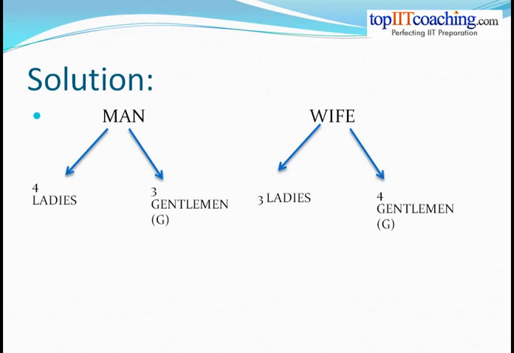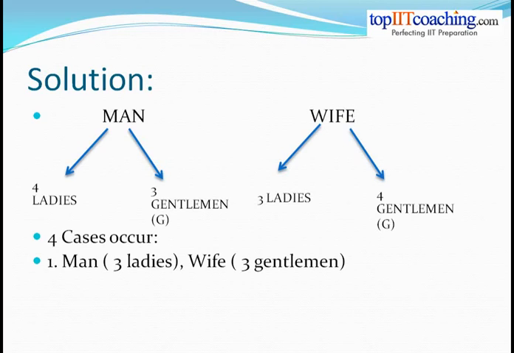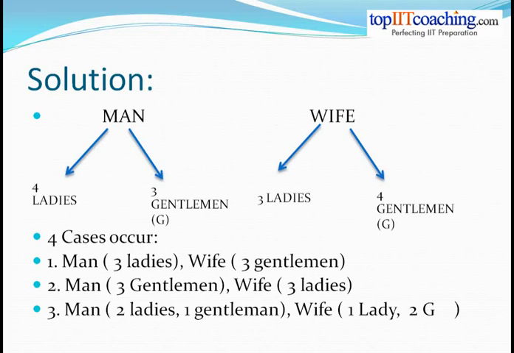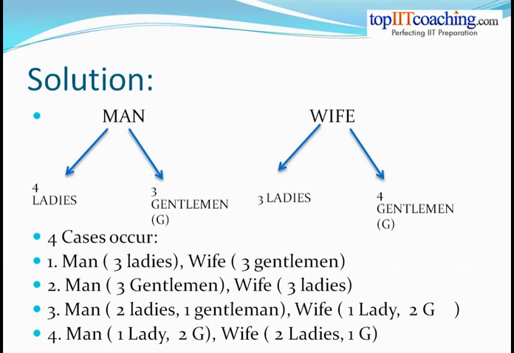Let's see them. First, the man invites 3 ladies, his relatives, and the wife invites 3 gentlemen. Second, the man invites 3 gentlemen and the wife invites 3 ladies. Third, the man invites 2 ladies and 1 gentleman, and the wife invites 1 lady and 2 gentlemen. And the fourth case is, the man invites 1 lady and 2 gentlemen and the wife invites 2 ladies and 1 gentleman. Again, there are 4 cases in all.